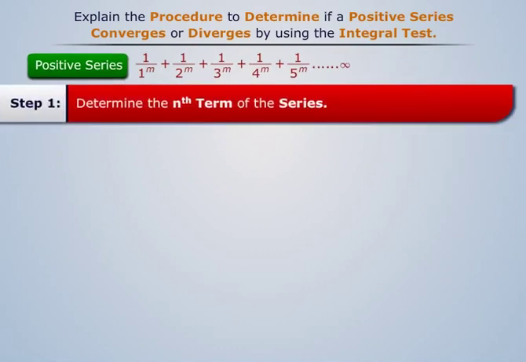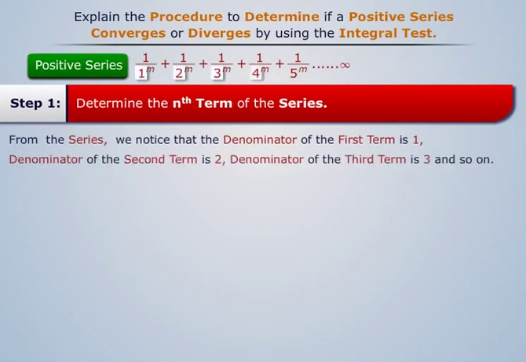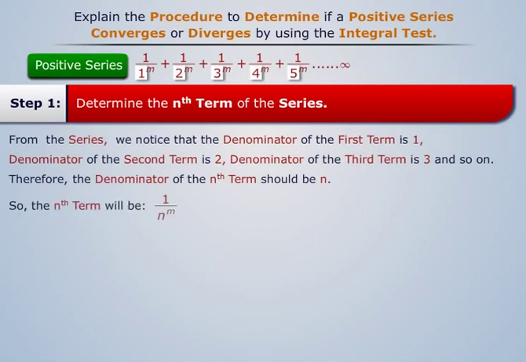In the first step, we determine the nth term of the series. From the series, we notice that the denominator of the first term is 1. Denominator of the second term is 2, and so on. Therefore, the denominator of the nth term should be n. So the nth term will be.